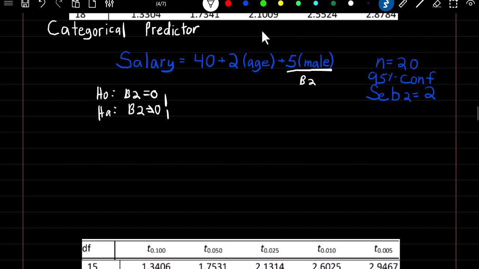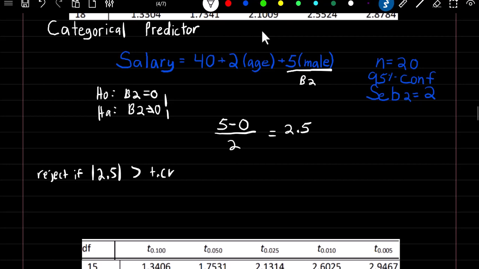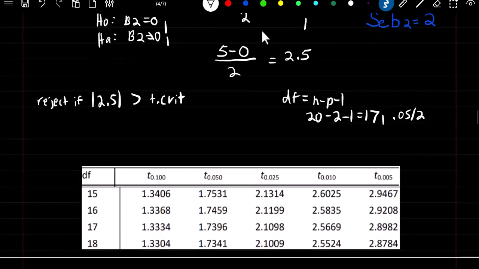So here our parameter estimate is going to be 5, our hypothesized value 0, and then divided by our standard error 2, and we're going to get a value of 2.5. So we're going to reject if the absolute value of 2.5 is greater than our critical value. So for our critical value, we're just going to use degrees of freedom equal to n minus p minus 1, so 20 minus 2 predictors, minus our intercept, we get 17, and then our alpha value is going to be 0.05 over 2. So if we find this on the table, 17 and 0.025, we get 2.1098. So since our t-score is greater than our critical value, we're going to reject.